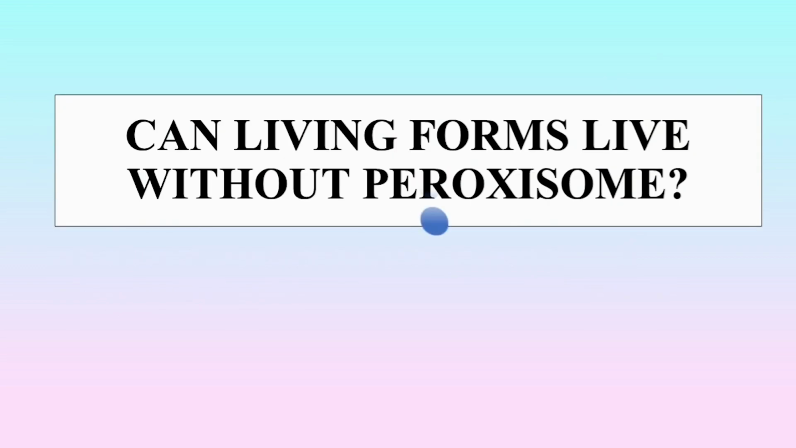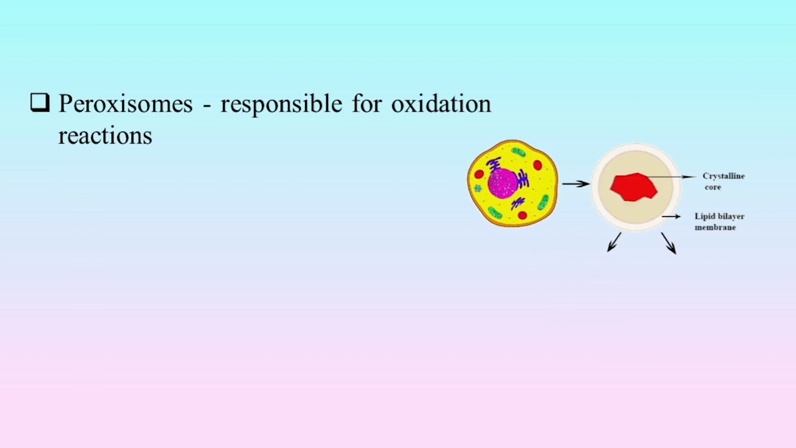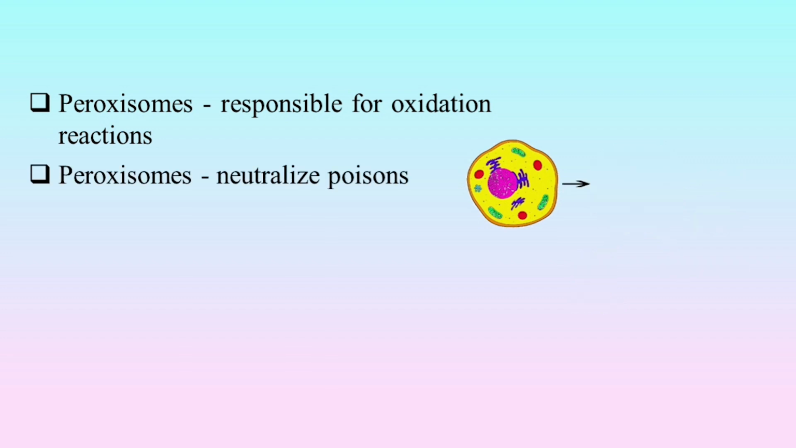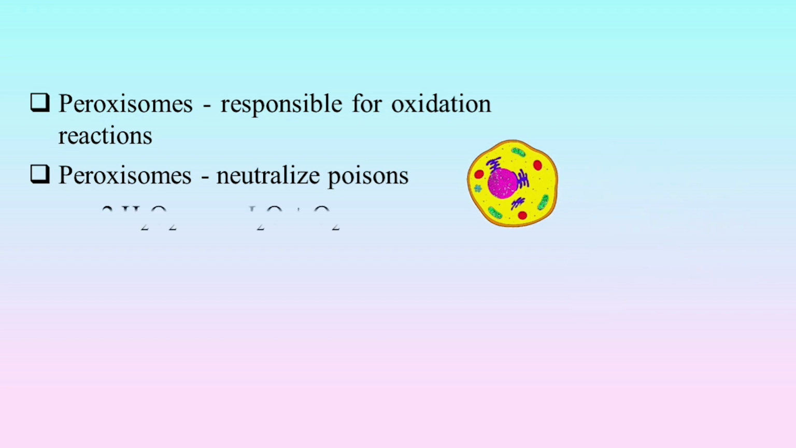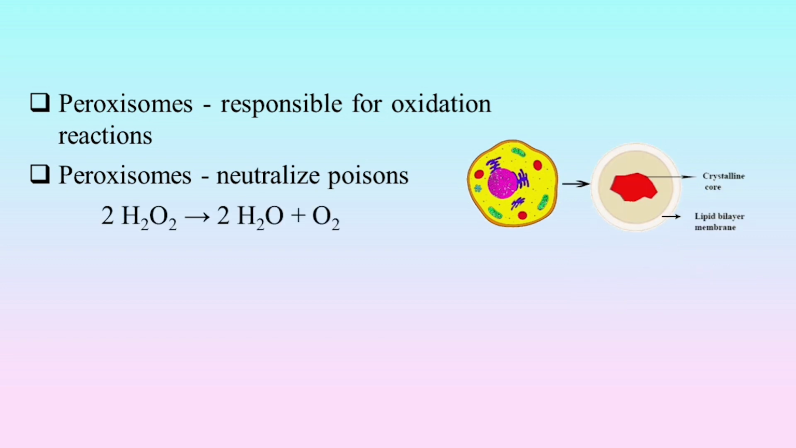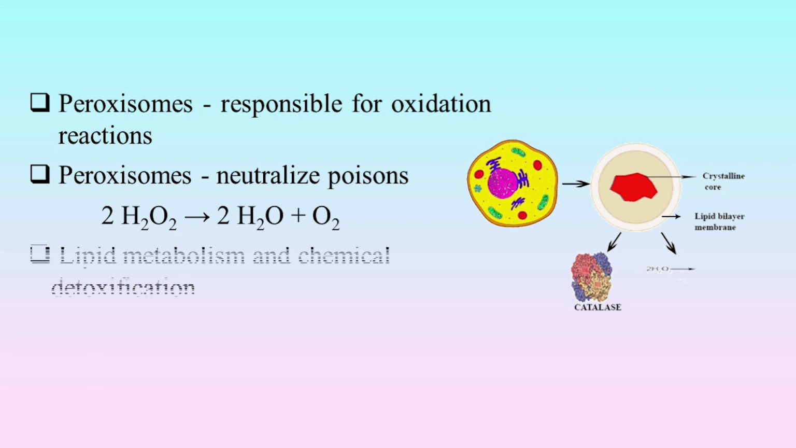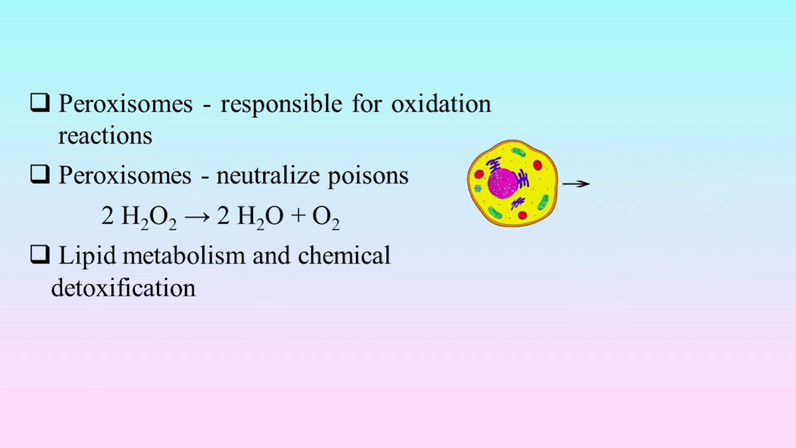Can living forms live without peroxisome? Peroxisomes are responsible for oxidation reactions that break down fatty acid and amino acid. Peroxisomes chemically neutralize poisons through a process that produces large amounts of toxic hydrogen peroxide, which is then converted into water and oxygen. Lipid metabolism and chemical detoxification are important functions of peroxisome.